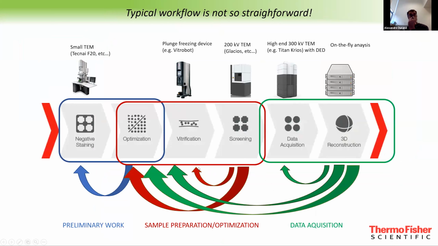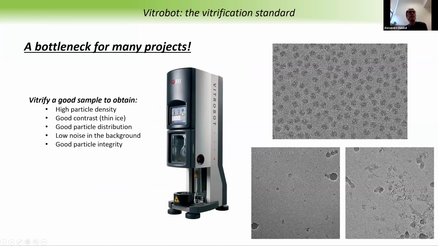And as you can see on this graph, many of the arrows actually converge on a single step, which is the vitrification, and I think this is because it's still the bottleneck for many projects in cryo-EM. So VitroBot for years has been the standard for freezing grids for electron microscopy.